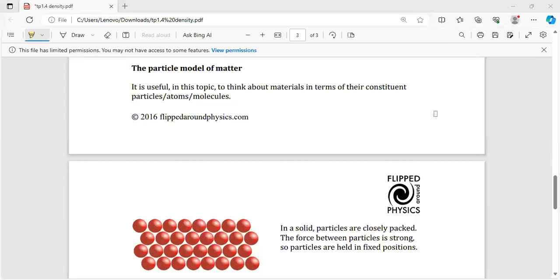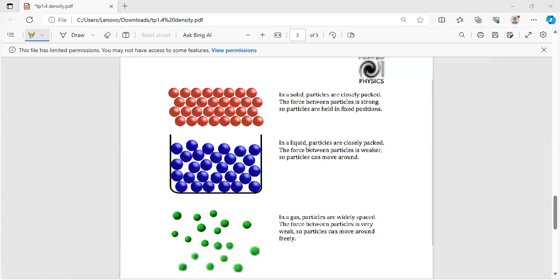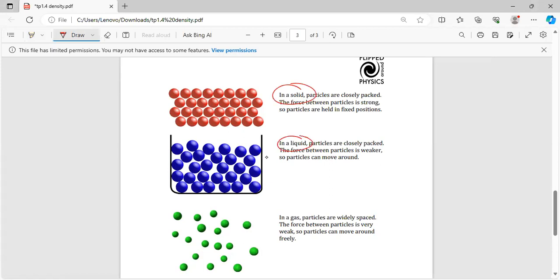All right. Okay, we are going to continue. We are going to read this one, the particle model of matter. It is useful in this topic to think about materials in terms of their constituent particles, atoms, or molecules. So you're now about to see 3 models of particles. The first one is solid, of course. This is solid. This is liquid, and this is gas.